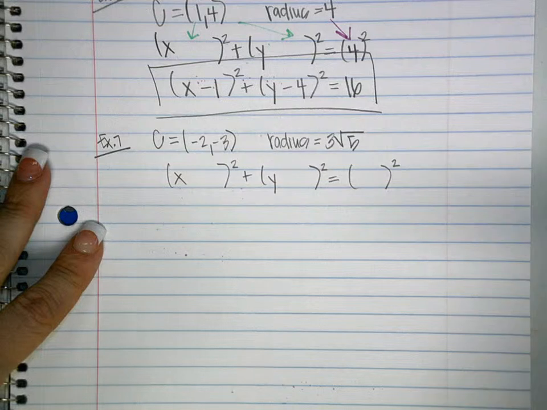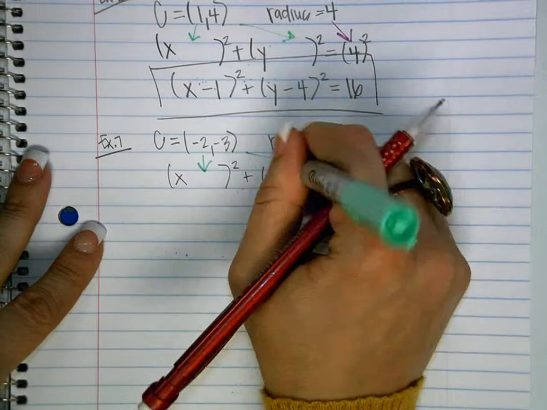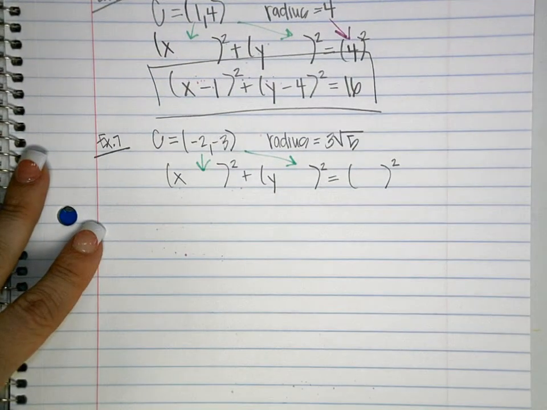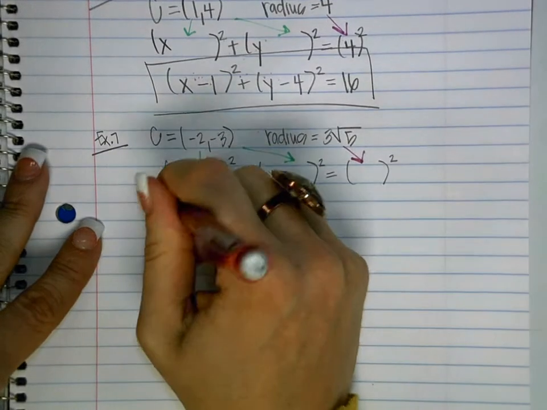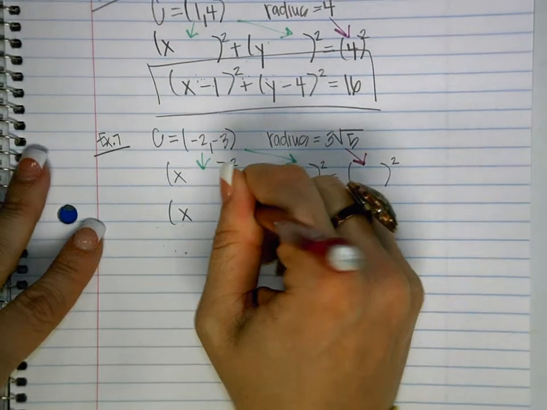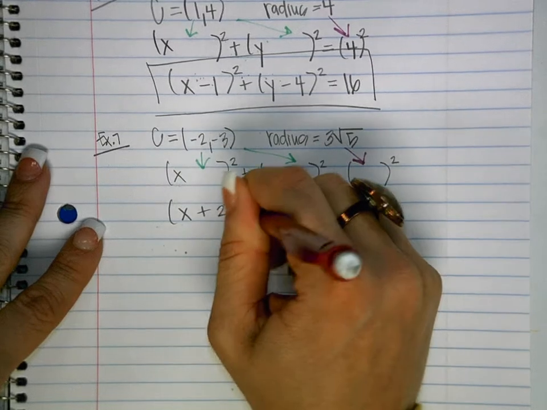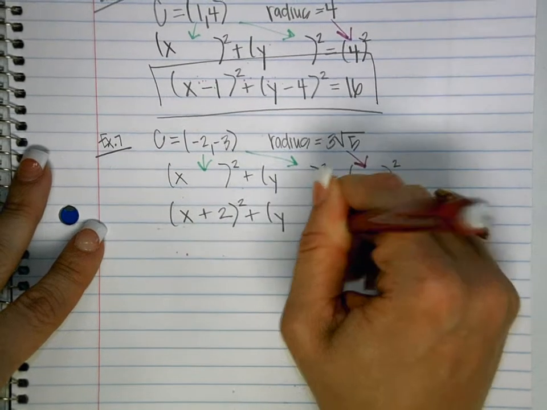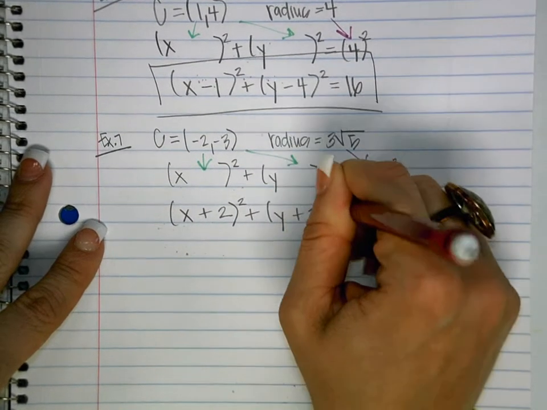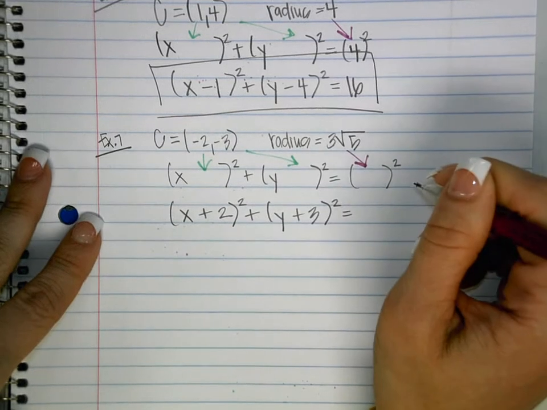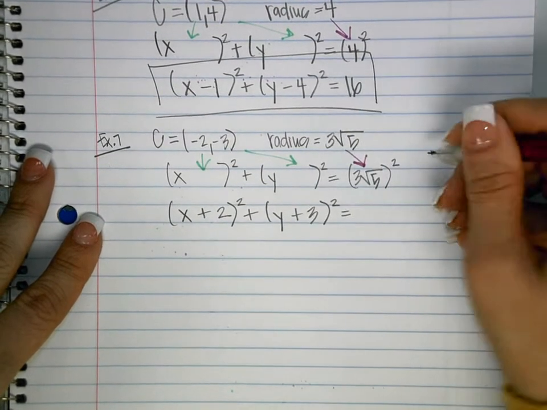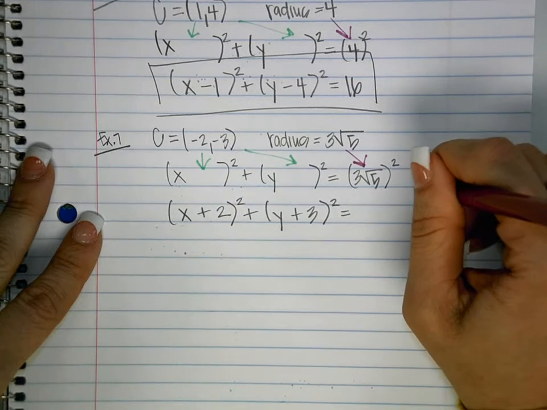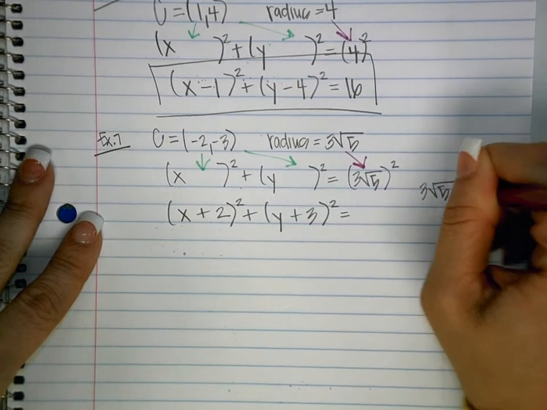So your center's first part is going to get inputted into the x, second part is going to get inputted into the y. Radius needs to be squared. So (x + 2) squared plus (y + 3) squared equals, how do I do 3 root 5 squared? Times it by itself. 3 root 5 squared is basically 3 root 5 times 3 root 5.